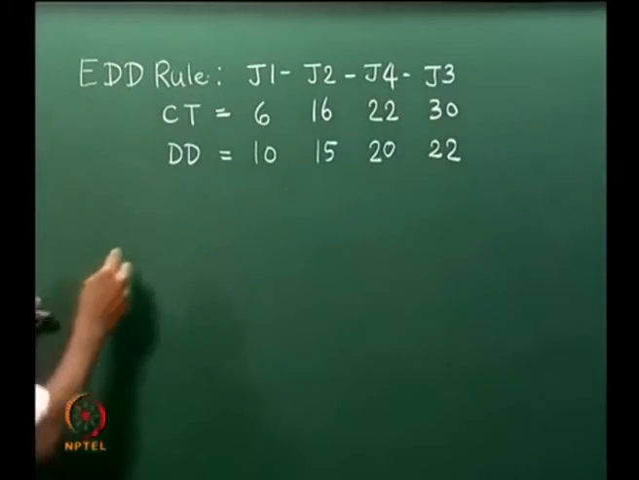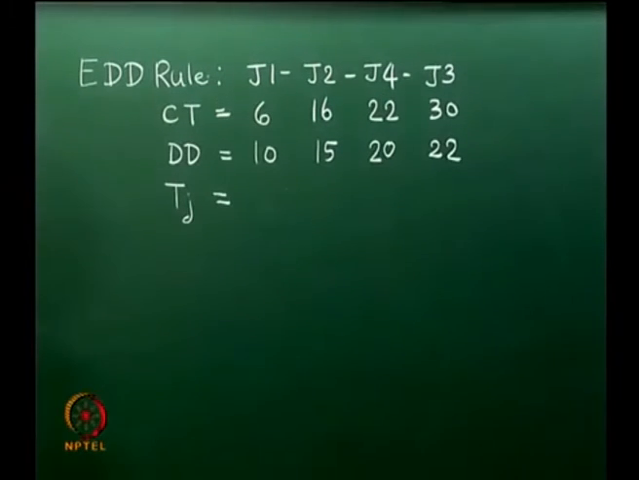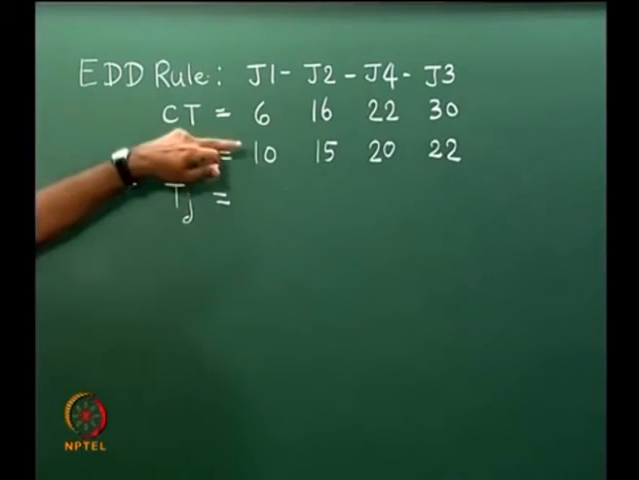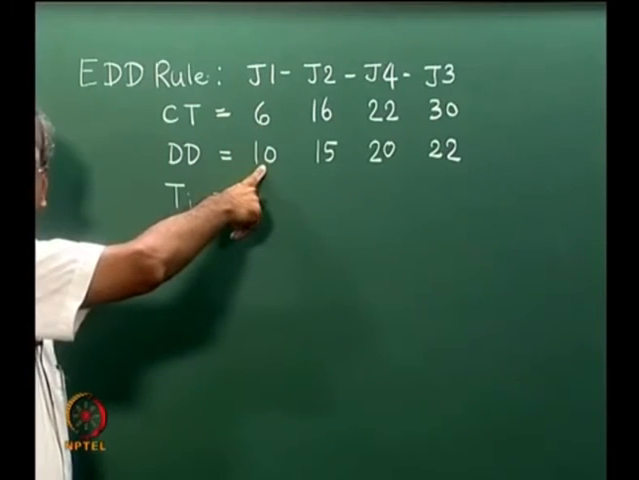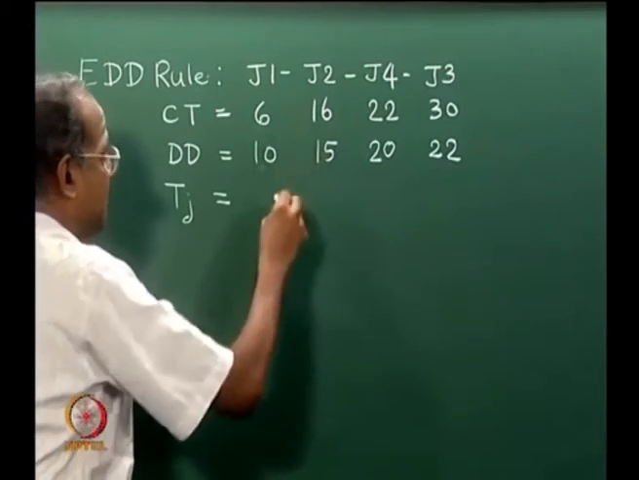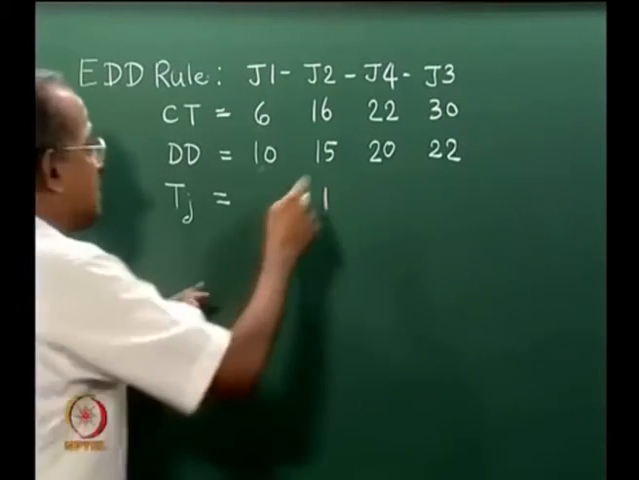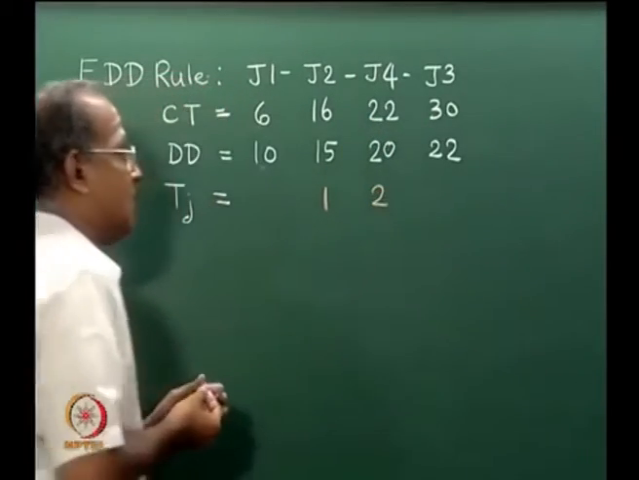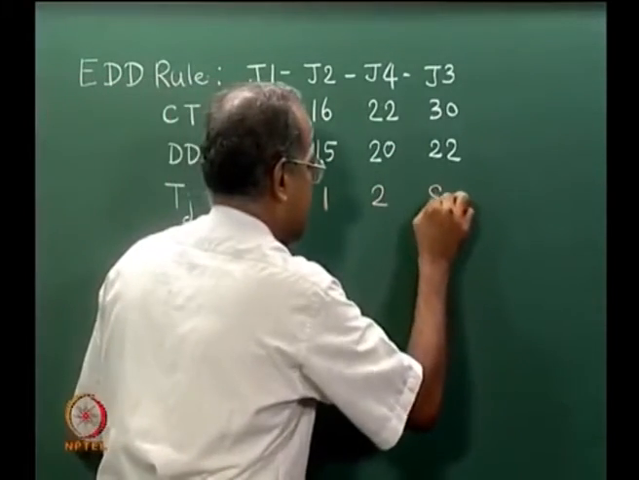Now, let us find out the tardiness associated with job j. Here the completion time is 6, the due date is 10, therefore, it is early. Due date is 15, completion time is 16, so tardiness is 1. Due date is 20, completion time is 22, so tardiness is 2, and due date is 22, completion time is 30, so tardiness is 8.